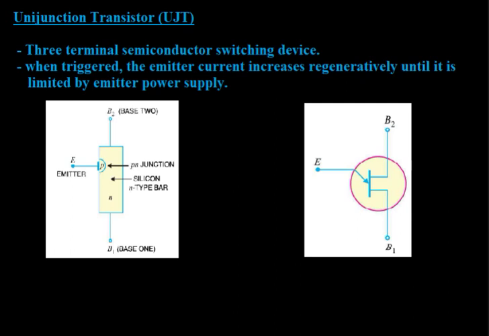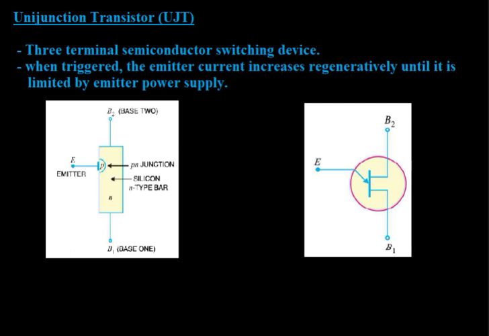So unijunction transistor is a switching device and it is termed a transistor since it has three terminals. Remember that even though it has three terminals, there is only a single PN junction in the case of a unijunction transistor.